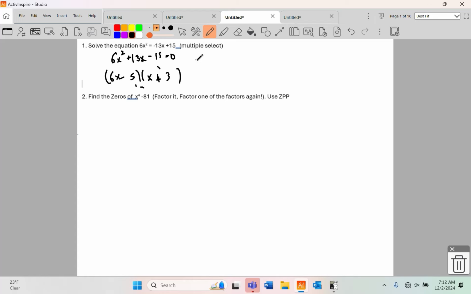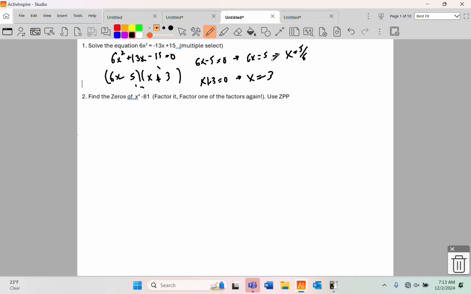All right, so we're going to use a ZPP. We're going to say 6x minus 5 is nothing, and we're going to say x plus 3 is nothing. We're going to add 5. 6x is 5. We're going to divide by 6. So x is 5/6, because the opposite of multiplication is division. And the opposite of addition is subtraction, or the inverse. And x is negative 3. It's a bad looking negative 3, but it is what it is.